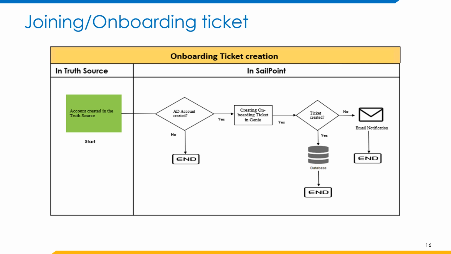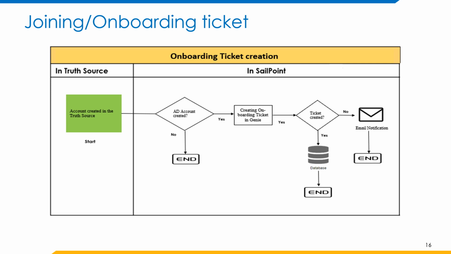Joining or onboarding ticket creation. Once the account gets created in the truth source, and then after the creation of the account in Active Directory from SailPoint, the onboarding ticket creation process for the new joiner starts. The onboarding ticket creation process will flow as follows. First, after the AD account has been successfully created, we will make an API call of the create a work order ticket API to create an onboarding ticket for the new joiner.